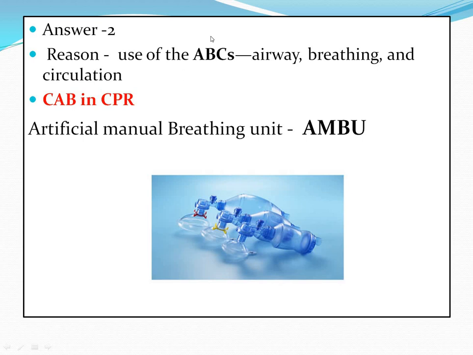Okay, keep in mind 2 points. In CPR, we have to follow CAB: circulation, airway, breathing. We have to give more importance to circulation, so give compression first. Then another point, try to expand AMBU. It is artificial manual breathing unit. Okay, we can go to the next question.